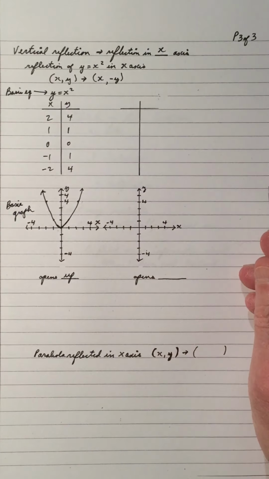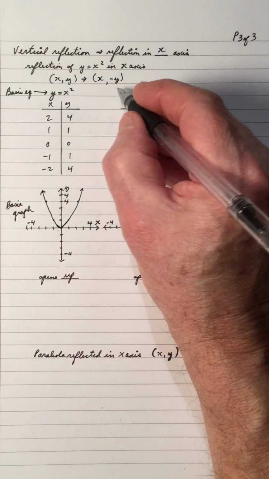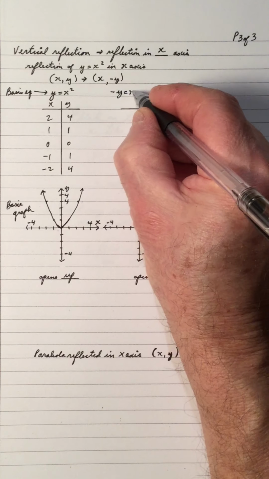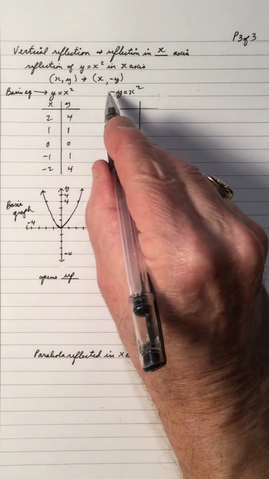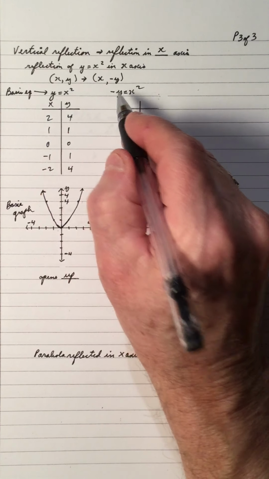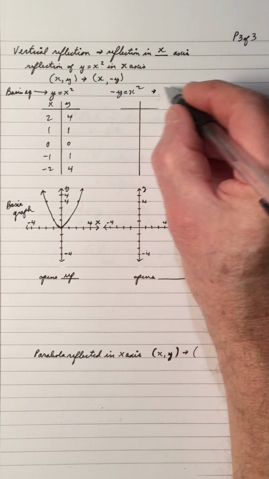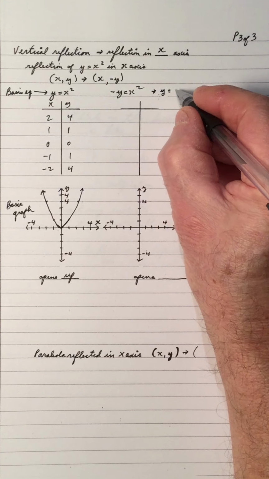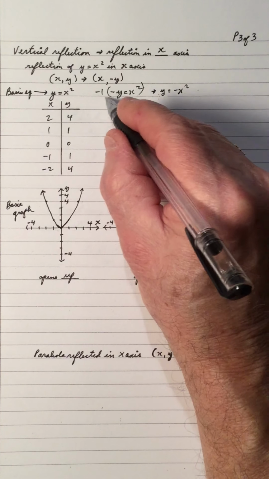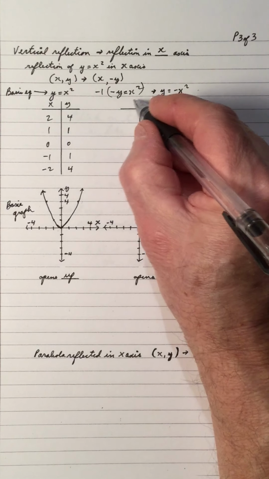So let's look at when we reflect it in the x-axis. When we reflect it in the x-axis, the y becomes a negative. So therefore, I'll multiply both sides by negative 1. So y equals negative x squared. Positive y, negative x squared.